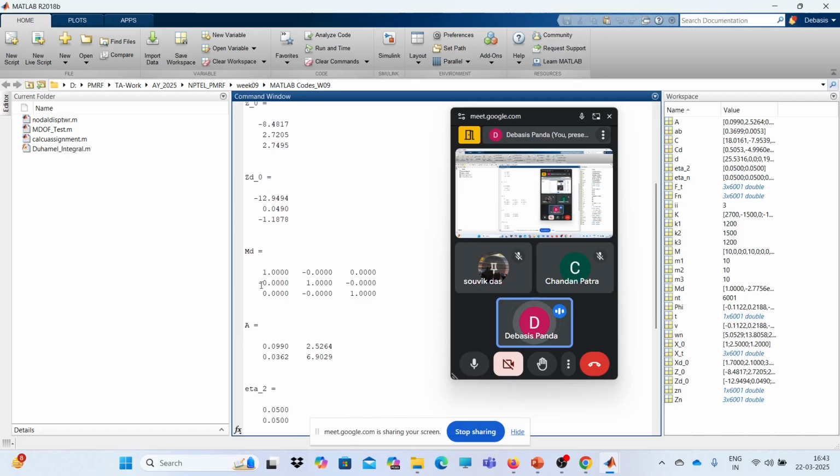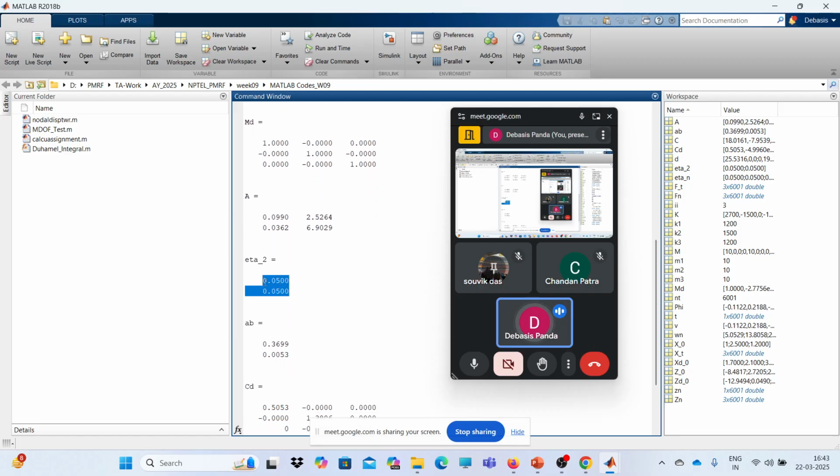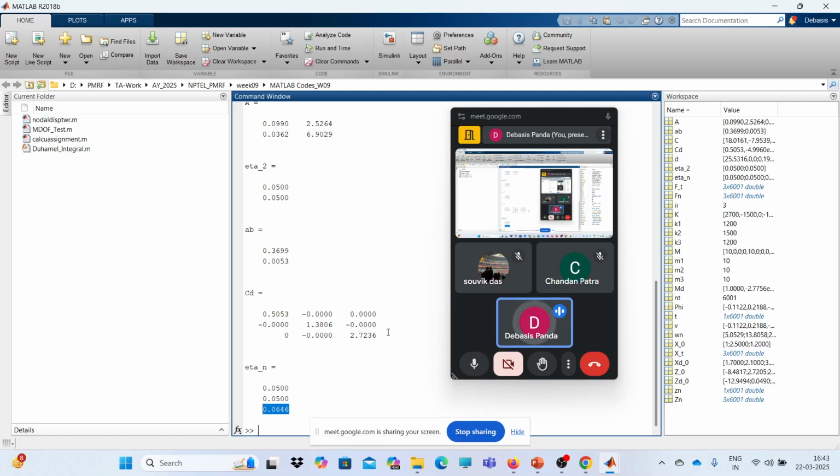Now these are the initial conditions that we have calculated. Then you can see the modal matrix, and we know it should be the identity matrix, and you can see it also becomes the identity matrix. And eta we have considered 5% for two modes, and for the third mode, using this method, it has considered eta 3 and formulated the C matrix. So eta 3 it has calculated as 0.0646, that means almost 6.46%, and we have the CD.